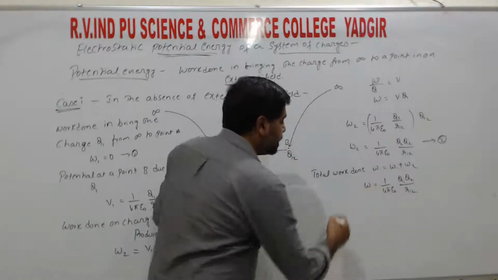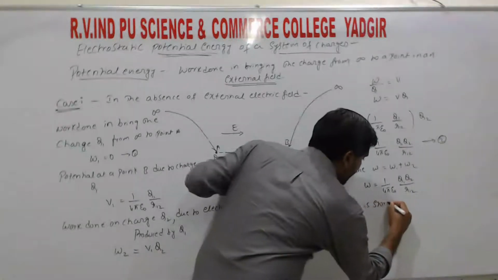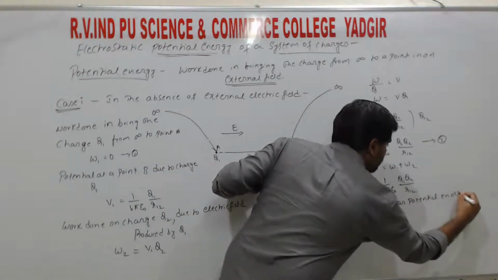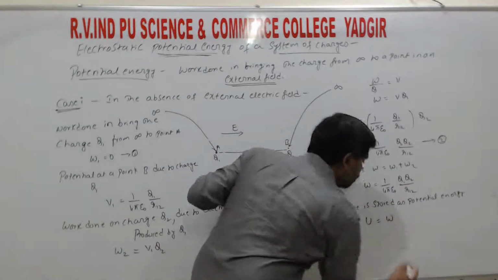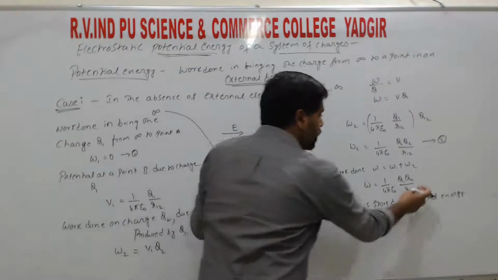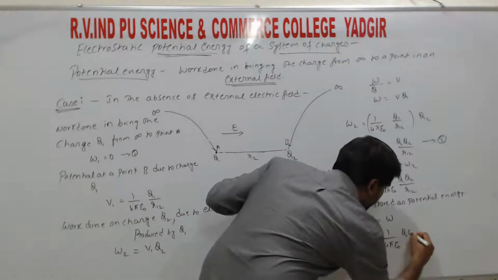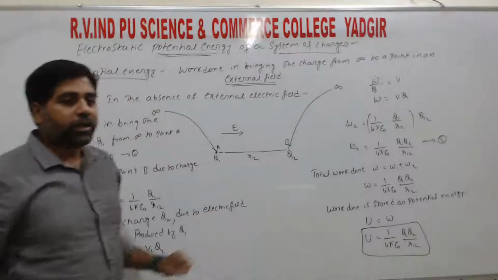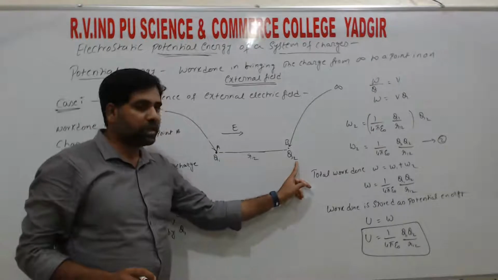So this work done is stored as potential energy, right? So again by the definition, U is equals to W. So potential energy is denoted by U, that is equals to work done, right? So here U is equal to 1 divided by 4 pi epsilon naught Q1 Q2 divided by R12. So this is the potential energy due to the system of two charges. One is charge Q1 and another one is charge Q2.